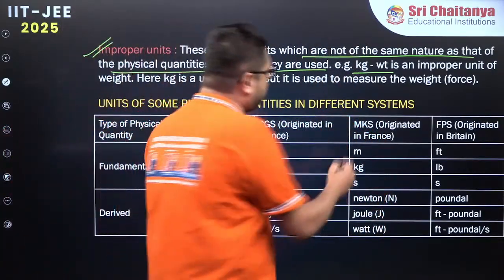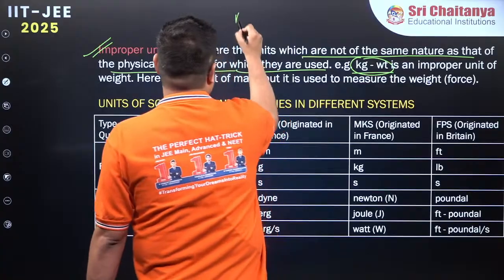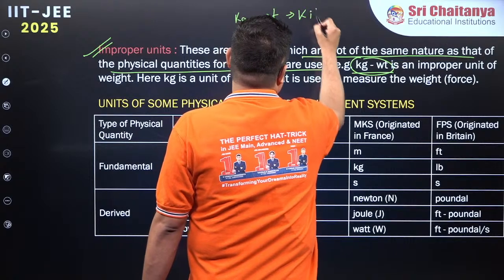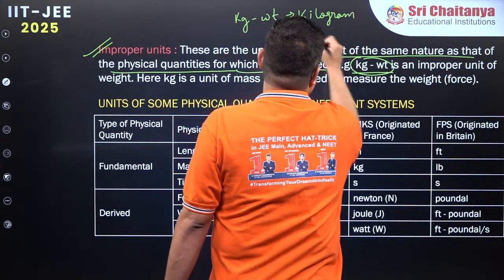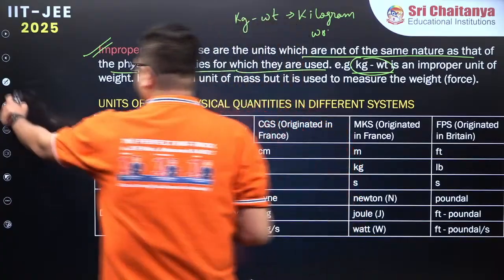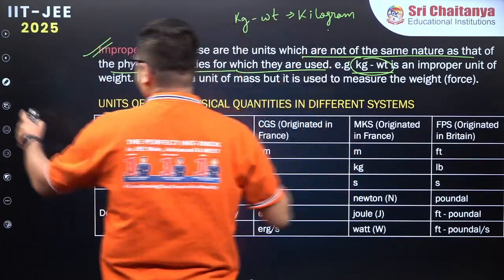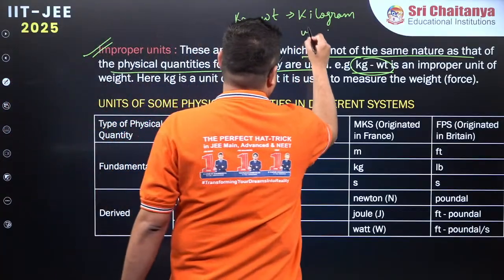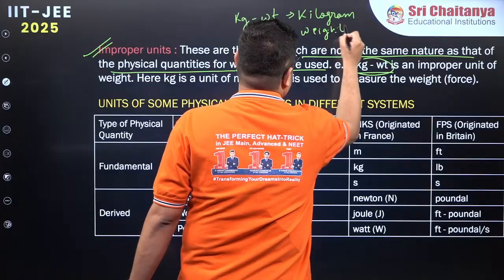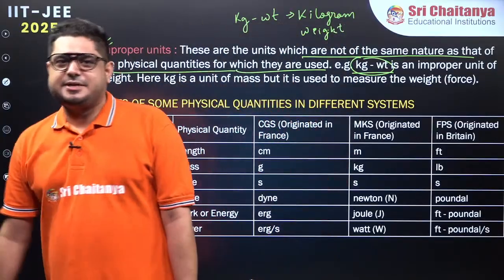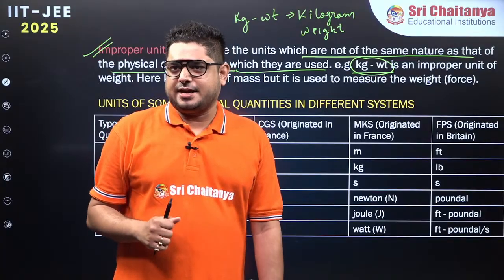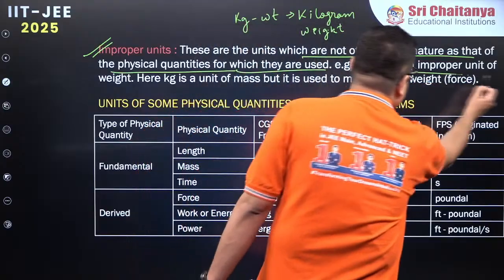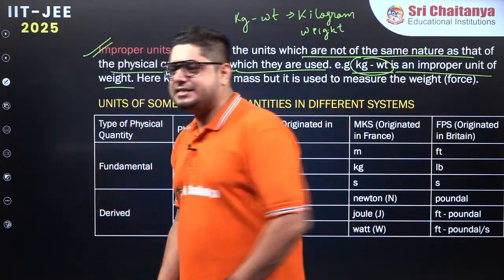So now kg weight. This kg-weight is nothing but kilogram weight. And where are we going to be using this? In order to understand the concept of spring balance and weighing balance, the measurement is going to be done in kg weight. Once again, that's an improper unit of force. What is weight? Weight is force itself.